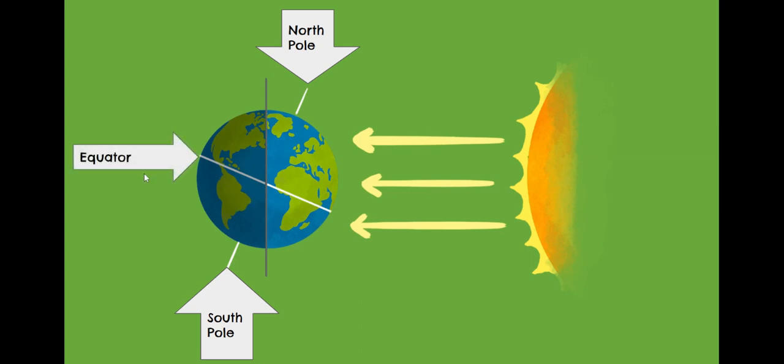Here we have Earth, and in the center where it cuts the Earth in half is the equator. At the very top, we have the North Pole, and at the very bottom of the Earth, we have the South Pole. And here are the rays from the sun that are hitting the Earth. In general, the sun's rays are more intense at the equator and least intense at the poles.